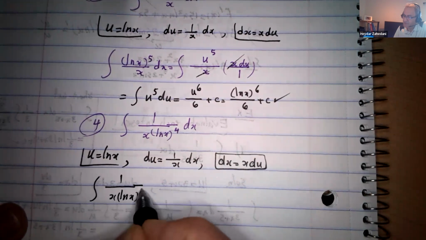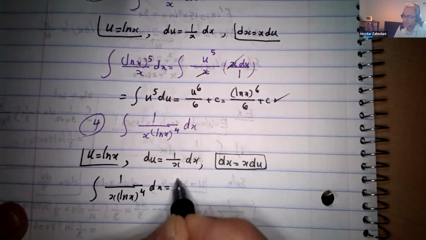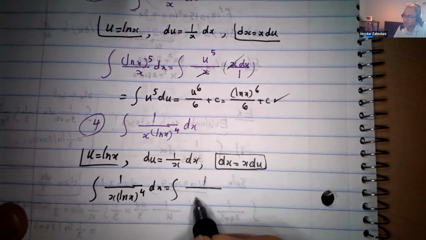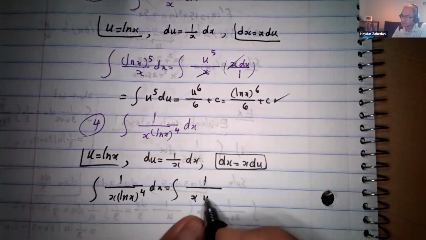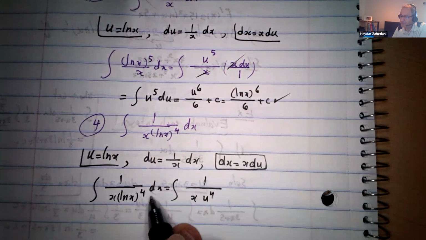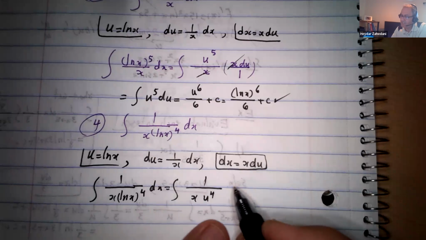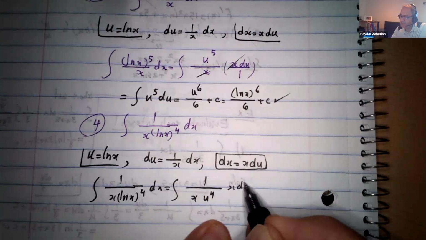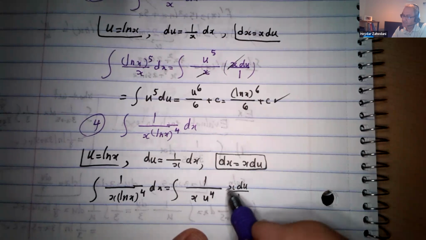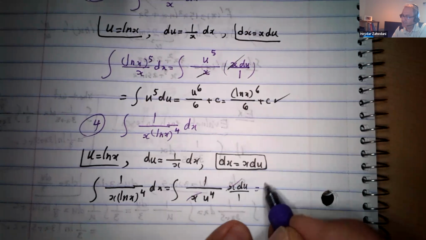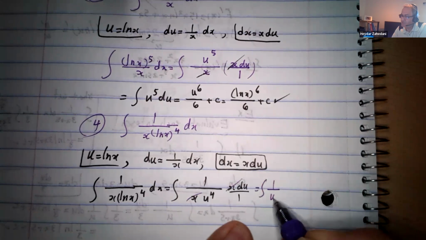And that's ln x to the fourth dx. You substitute, there's going to be 1, and this is going to be x. Now it's going to be u to the fourth, and the dx. And what's a dx? dx is x du. The same thing that we did for the other one, but you see the leftover is going to be what? It's 1 over u to the fourth du.